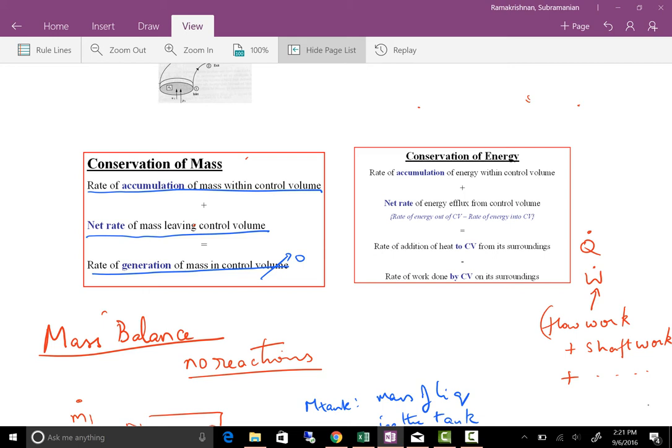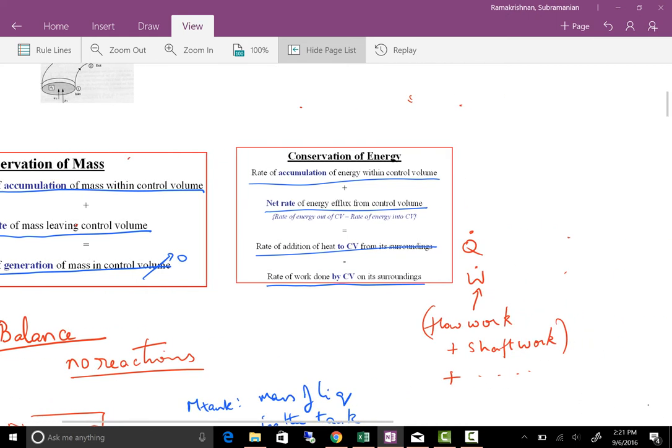For the conservation of energy, the net rate at which energy leaves the control volume plus rate of accumulation of energy inside the control volume is equal to Q dot minus W dot, where Q dot is the rate of addition of heat to the control volume from its surroundings, and W dot is the rate of work done by the control volume on its surroundings. Usually the work W dot is composed of multiple terms. The two common ones that you have dealt with in MEB2 are the flow work and the shaft work.